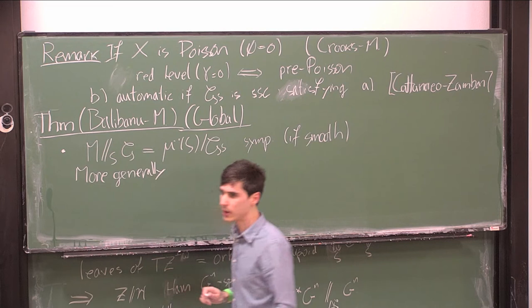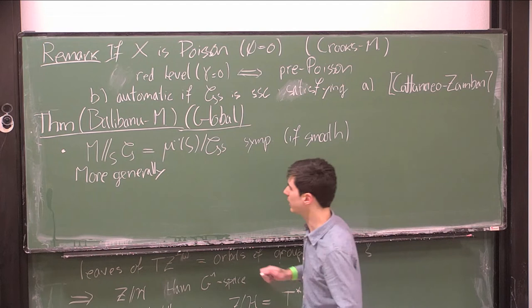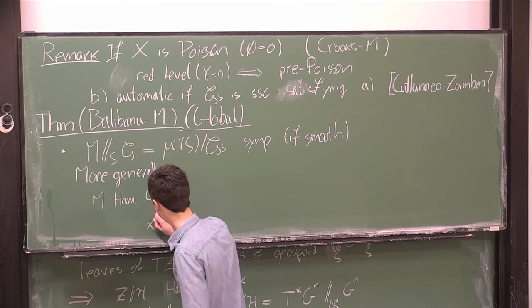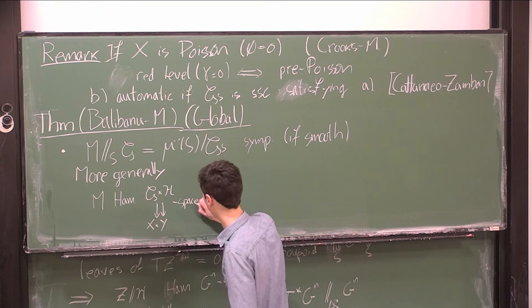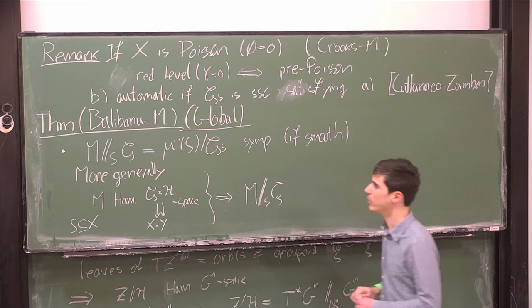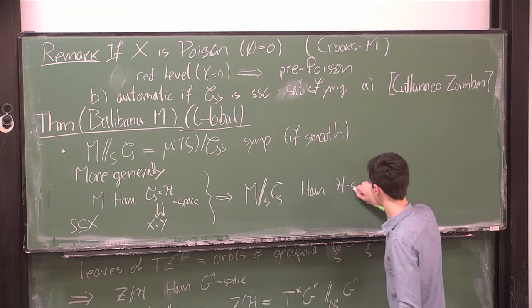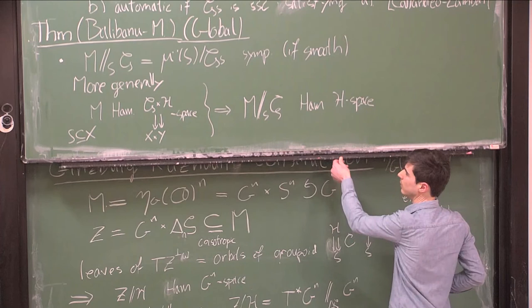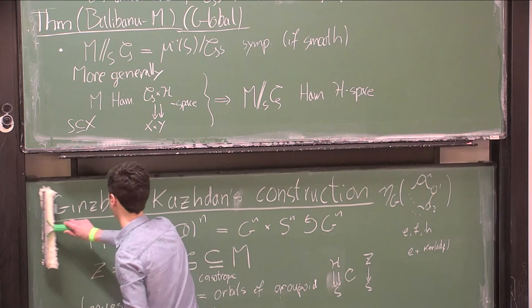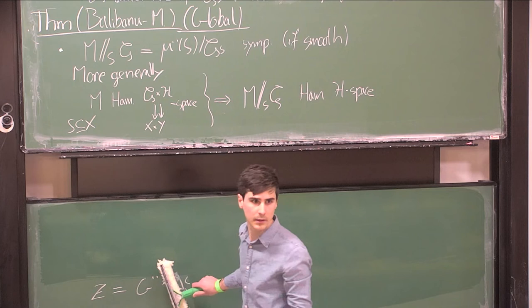And more generally, if you want to recover the usual reduction procedure for quasi-Hamiltonian spaces, you have to assume a little bit more. So if you have M a Hamiltonian G cross H space, where now you have two quasi-symplectic groupoids over two Dirac manifolds, you take their product, and S still a reduction level in X, then this is now a Hamiltonian H space. Here, Y is just another Dirac manifold. You have two Dirac manifolds and two integrations, and taking the product.